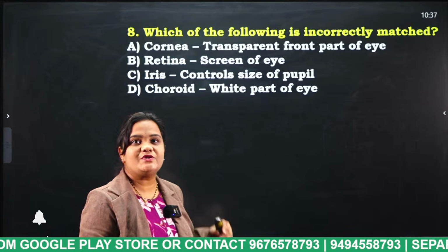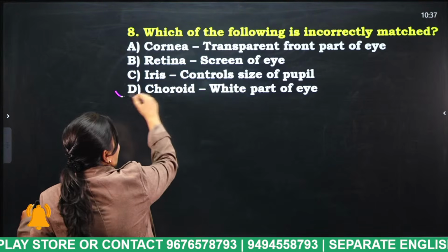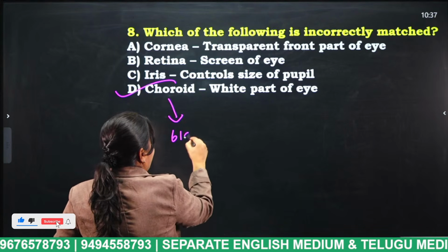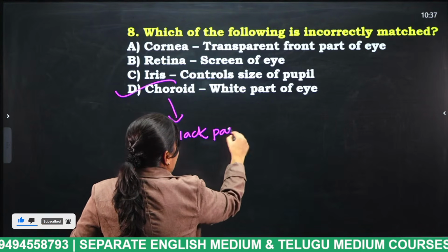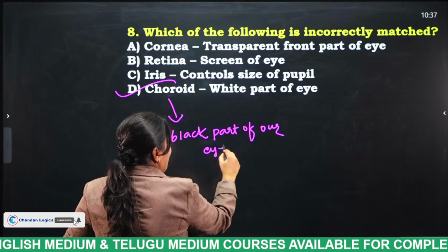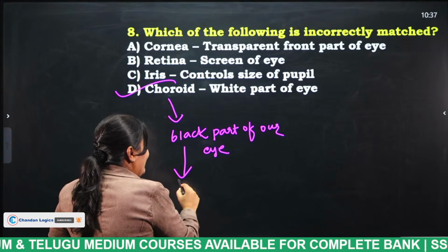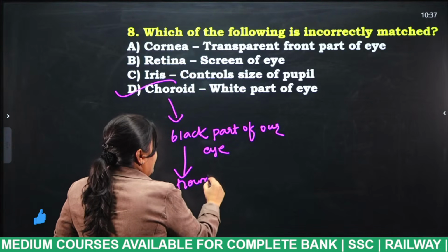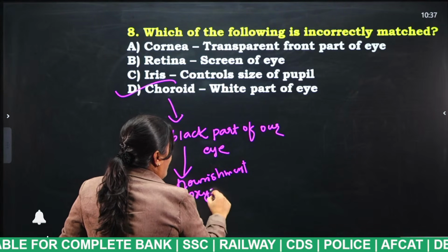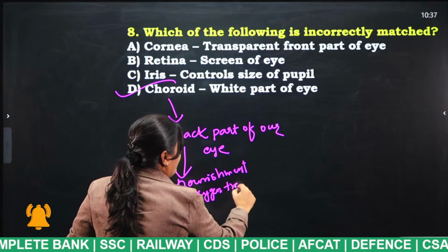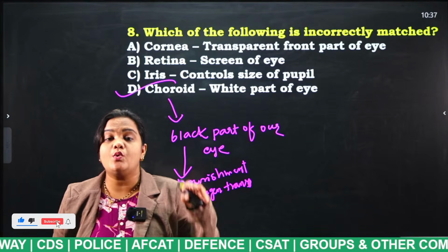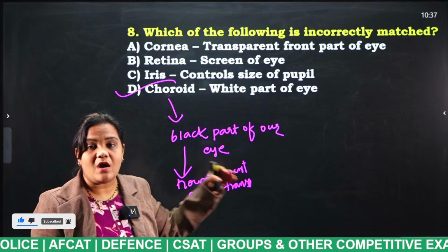And what is the answer, students? Very good, okay? It is not the white part of our eye, it is the black part of our eye. What does it do, students? It provides nourishment and oxygen transport. The oxygen transport and nourishment to our eye is done by the black part of our eye.